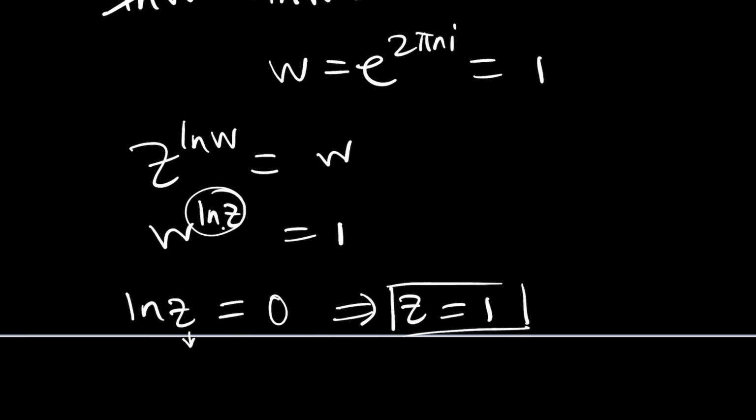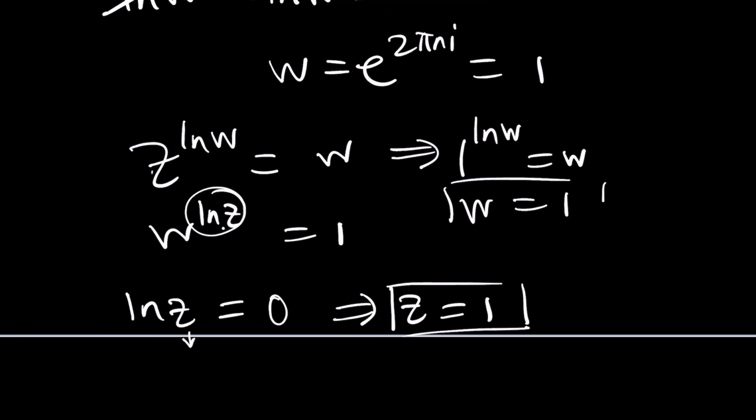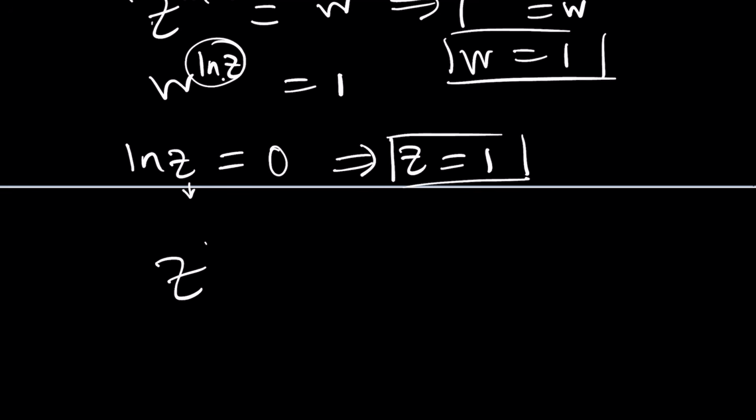But if z is equal to 1, then from the first equation, we're going to get 1 to the power ln w equals w. Since this is also 1, w is going to be 1 from here. So it looks like they're both equal to 1, but wait a minute, how is that possible? Is that going to work? Let's test it out with the original problem.